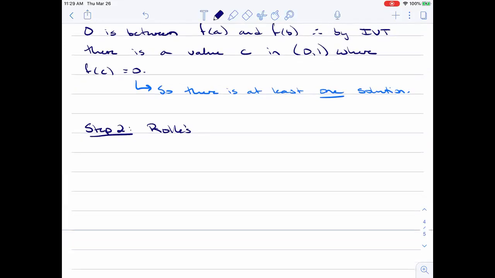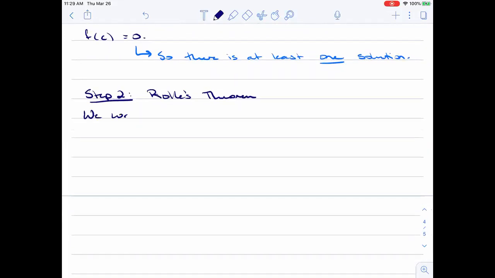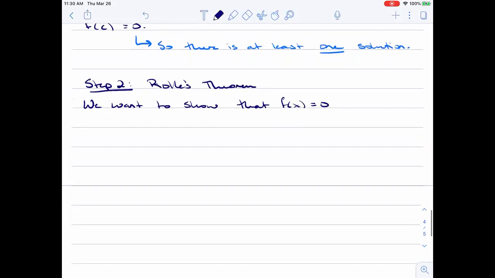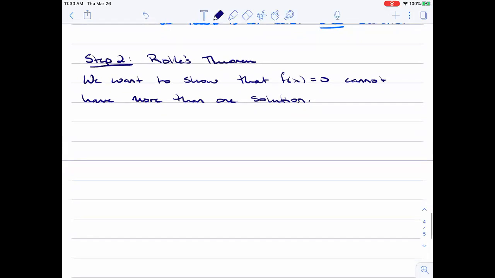Now we want to show, using Rolle's theorem, that there can only be one solution. No more. So we want to show that f of x equals 0 cannot have two solutions, or cannot have more than one solution. So what we do is that we can argue, well, what if we say that there are two solutions, and then if we're able to prove that that's not the case, then that's good.